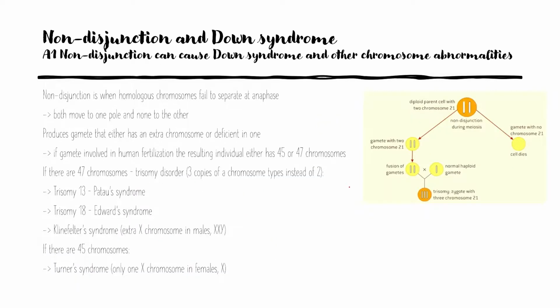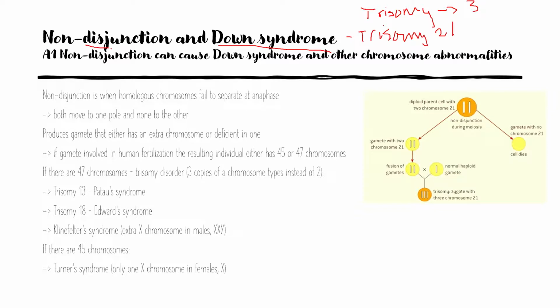Application 1, non-disjunction and Down syndrome. So in topic 3.2, where we talk about chromosomal abnormalities, we talked about something called a trisomy disorder. And we know this is when you have 3 copies of a chromosome instead of 2. So we know that Down syndrome from topic 3.2 is something called trisomy 21.